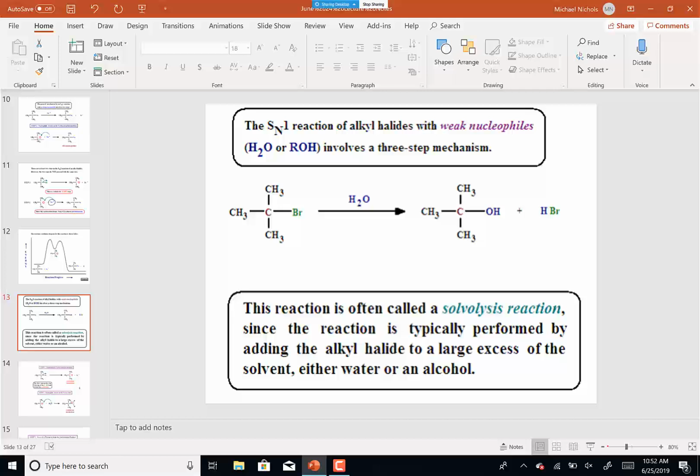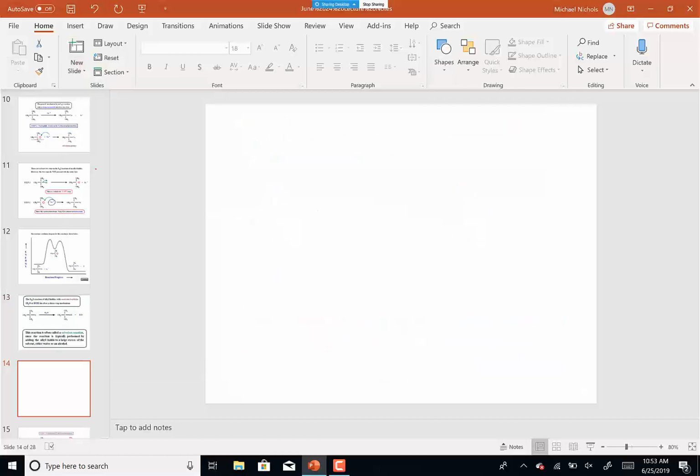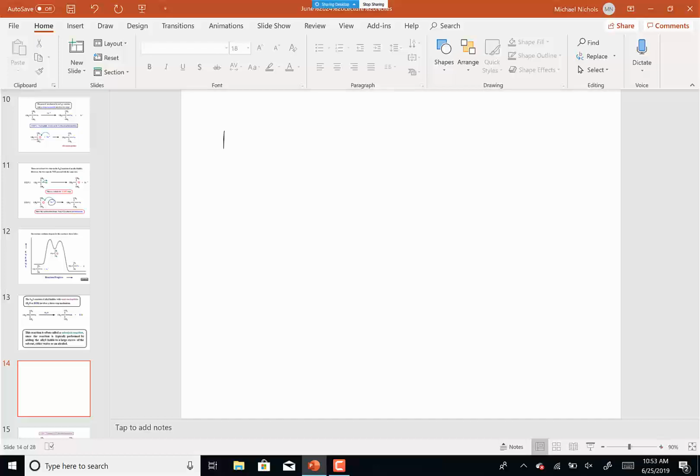And so what are our weak nucleophiles? Nucleophiles that have electron pairs but do not have a charge. Well, I think I outlined those last week, but that was last week. So here are two: H2O and alcohol.